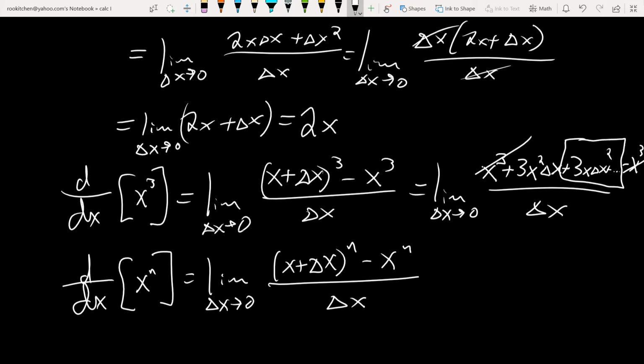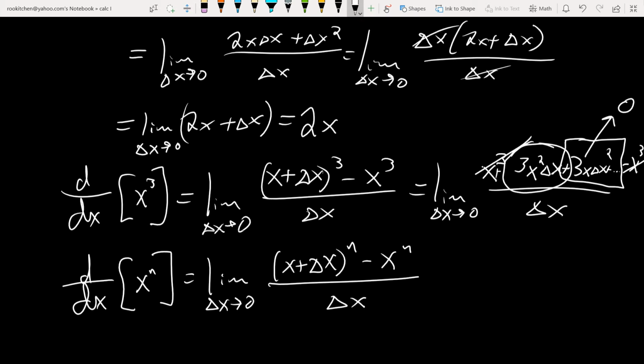All of these things are going to have more than one factor of change in x, so it's going to end up canceling out with the denominator. And when you take the limit as change in x goes to 0, this thing will end up going to 0. In other words, it's this second term that really determines the derivative.